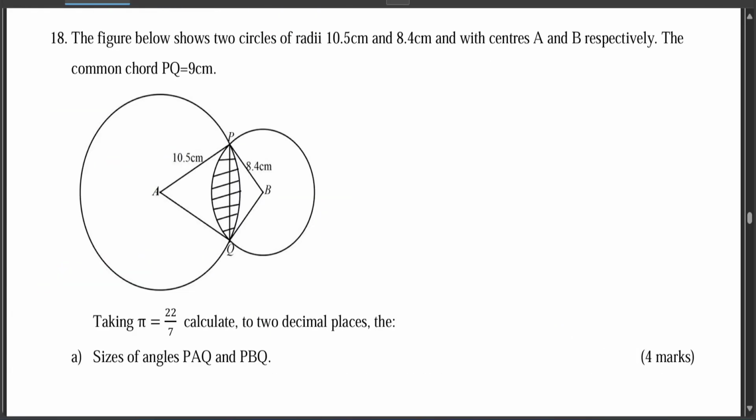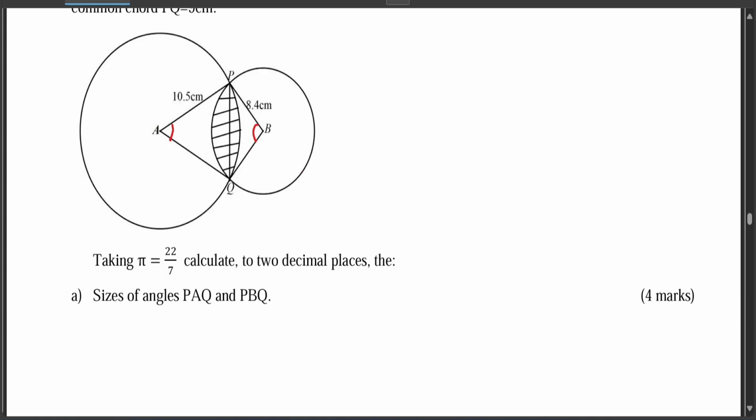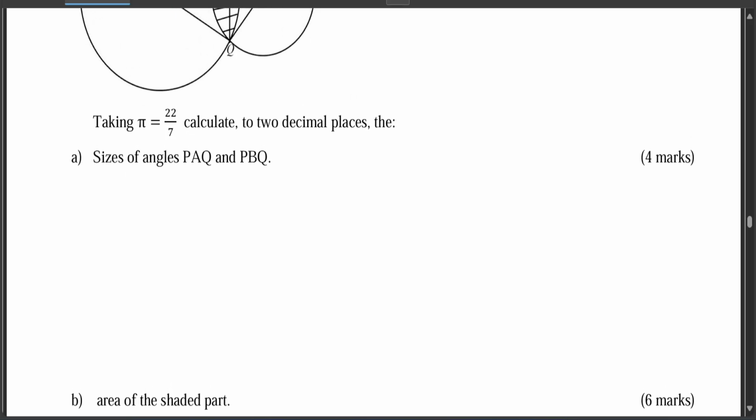Okay, question 18. The figure below shows two circles of radii 10.5 centimeters and 8.4 centimeters, with centers A and B respectively. The common chord PQ equals 9 centimeters. Okay, those are two circles, and those are your two different radii. Taking pi to be 22/7, calculate to two decimal places the sizes of angle PAQ, which is this one, and angle PBQ, which is this one. So, which is not that hard. So I think we can solve for this.